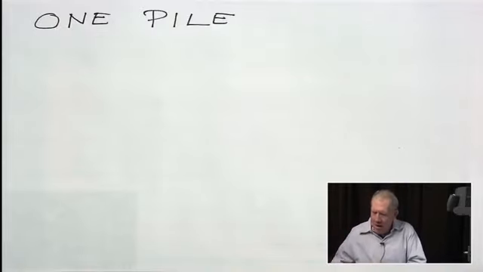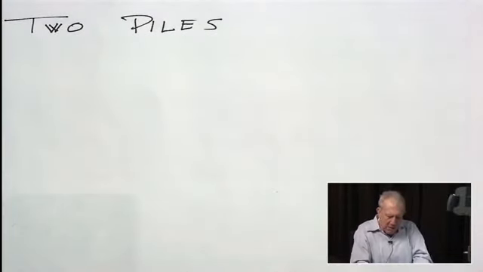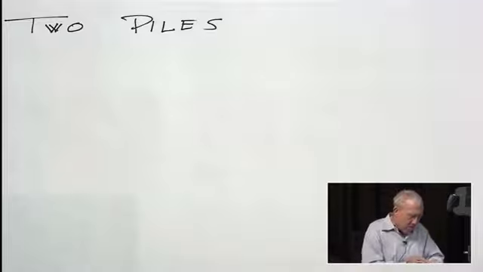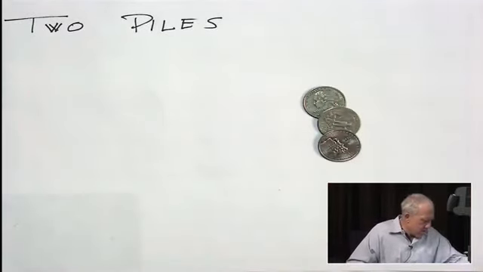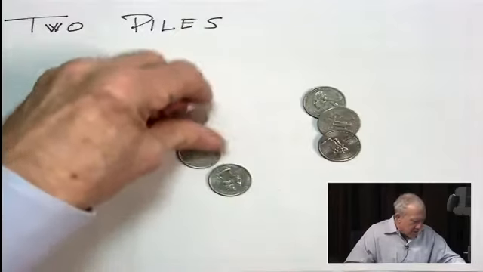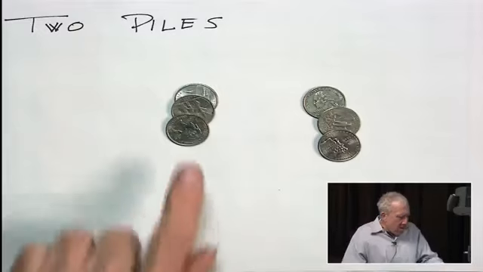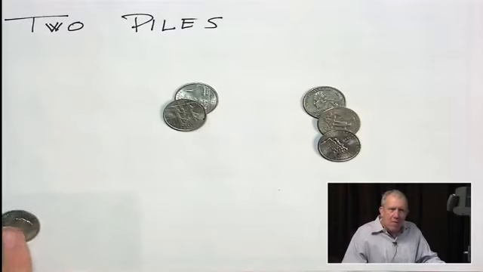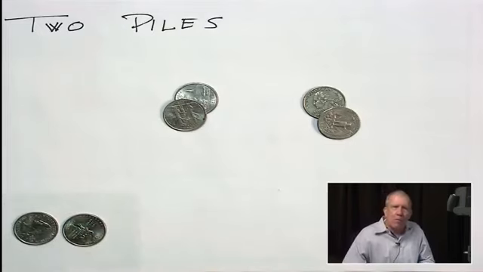Next, the most complicated case is 2 piles. With 2 piles, let's take a look at 3 and 3. And start with player number 1. Whatever player number 1 does, say removing a coin over here, then player number 2 does exactly the same thing to the other pile.